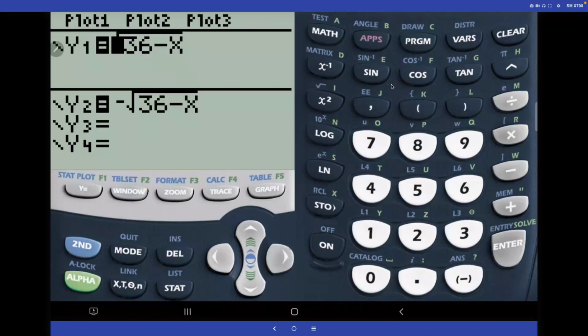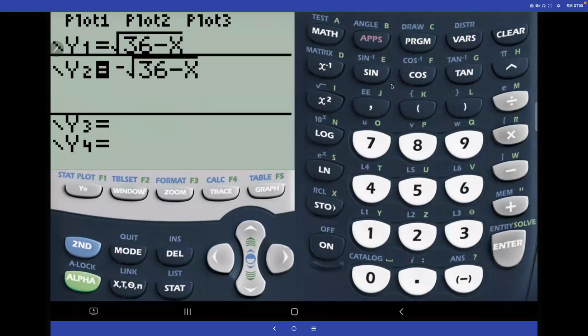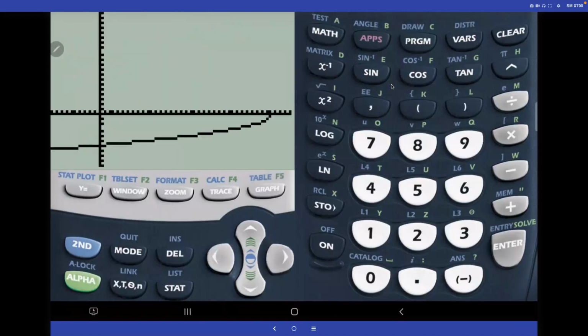So if you notice right now on both of those, the equal sign is highlighted. If I move my cursor on top of one of the equal signs and then just hit enter, it's no longer highlighted. So when I graph, it's not going to graph it. I've turned off that function. So that's something you can do if you ever find it useful. Any other questions on that?